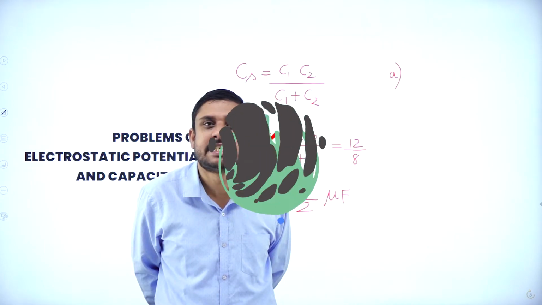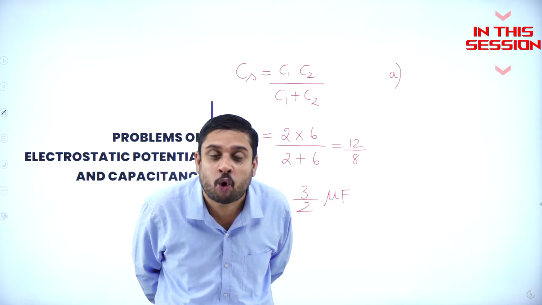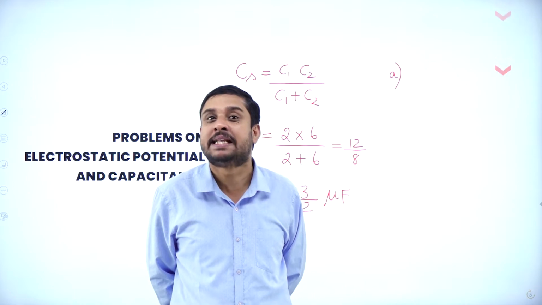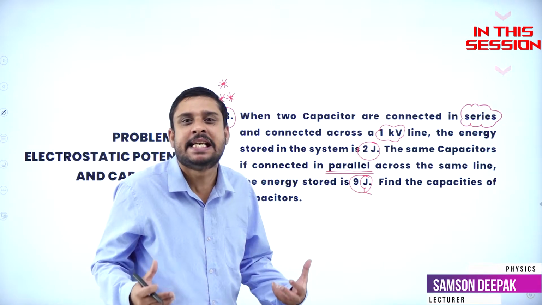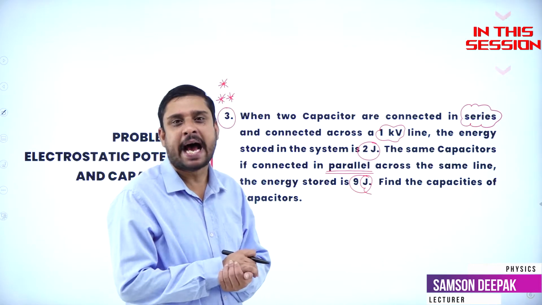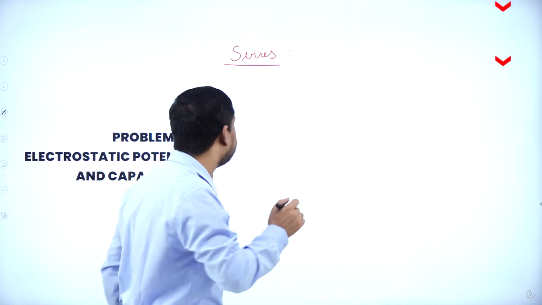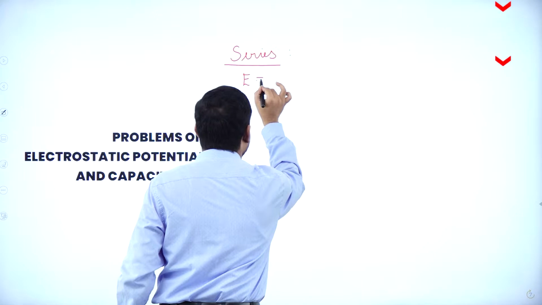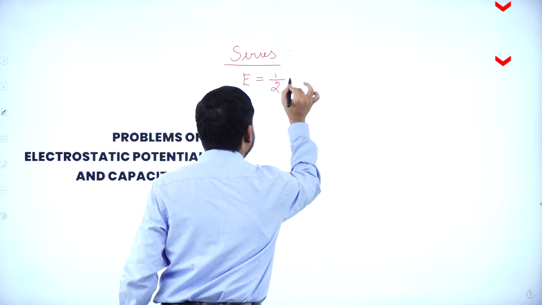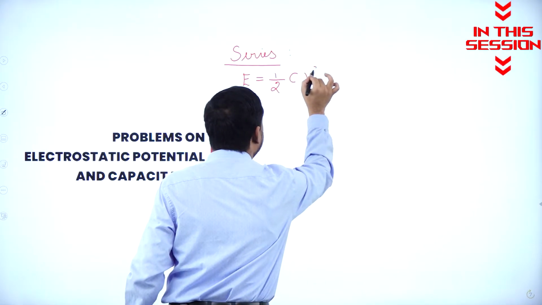So the charge across both of them should be the same. Individual capacitances C1 and C2 have to be calculated. Expression for energy, yes, E is half C V square.